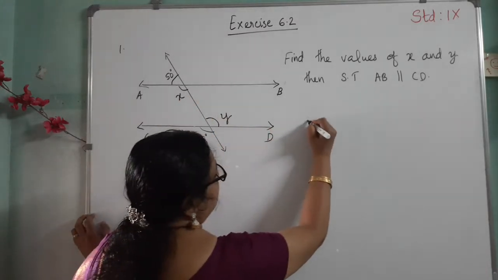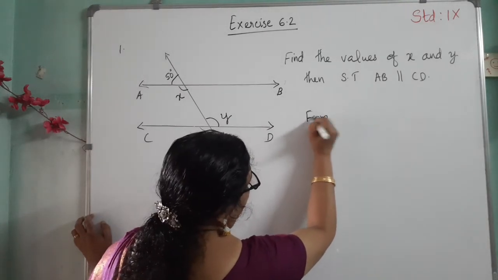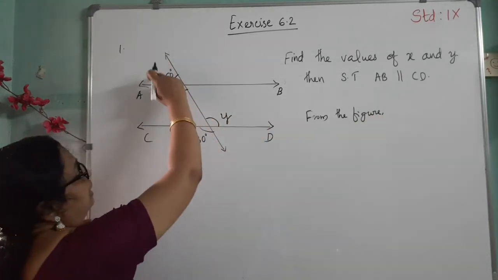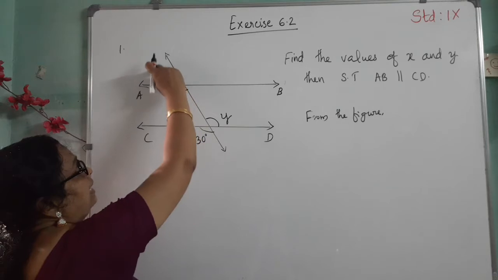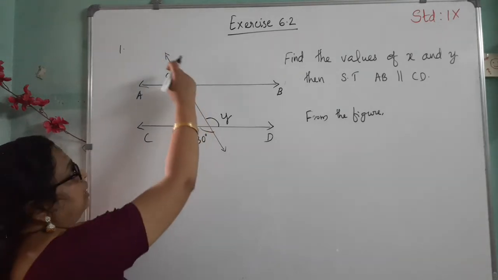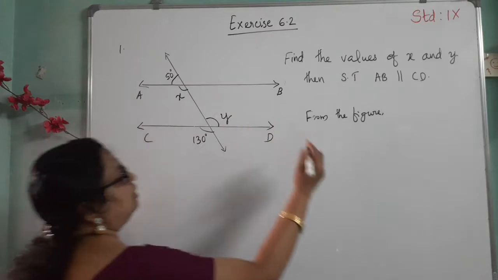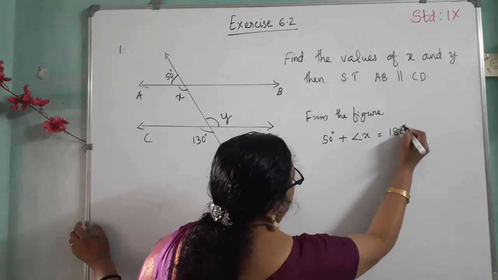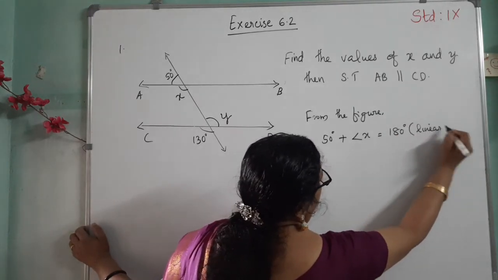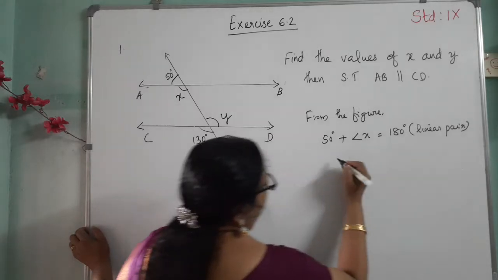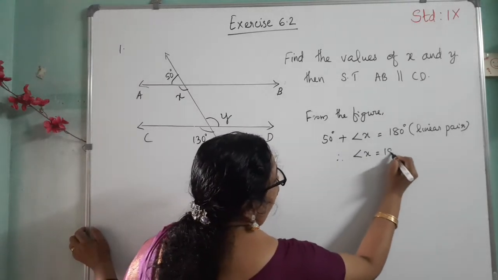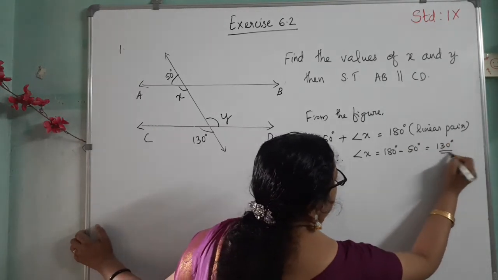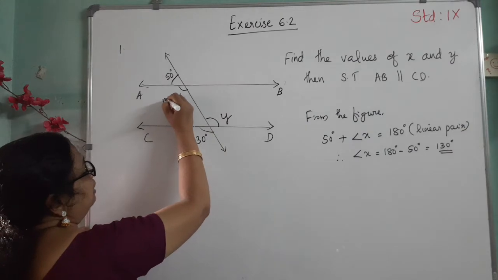From the figure we can write, this 50 plus x, that is this angle and this angle, forms a linear pair. This 50 and this x, that is 50 degree plus angle x equal to 180 degree. It is linear pair. Therefore angle x equal to 180 degree minus 50 degree, which is equal to 130 degree. So this x we get 130 degree.